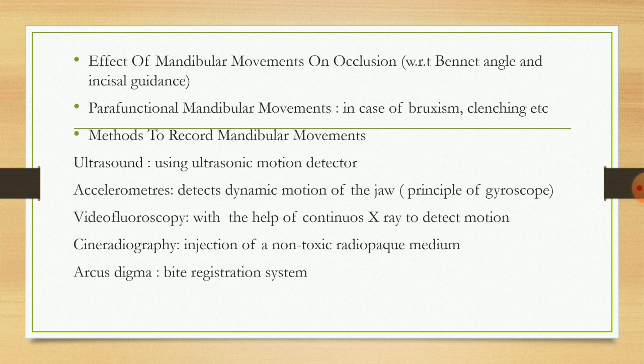So we have almost 5-6 methods. First is ultrasound, by using the ultrasonic motion detector, accelerometers which detect dynamic motion of the jaw. Third is video fluoroscopy with the help of continuous X-ray to detect the motion of the jaw. Fourth is cineradiography by injection of non-toxic radio-opaque medium or dye. And fifth is Arcus Digma, which is the bite registration system. So these are some of the methods to record the mandibular movements.